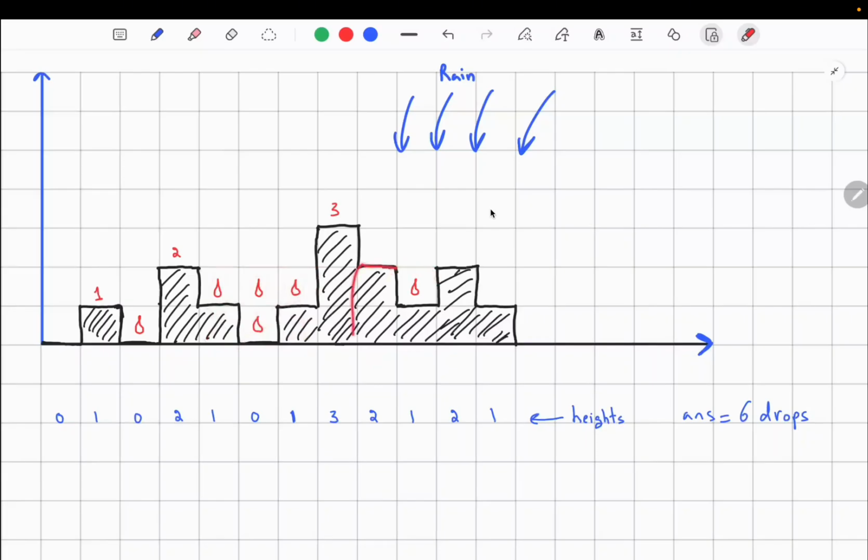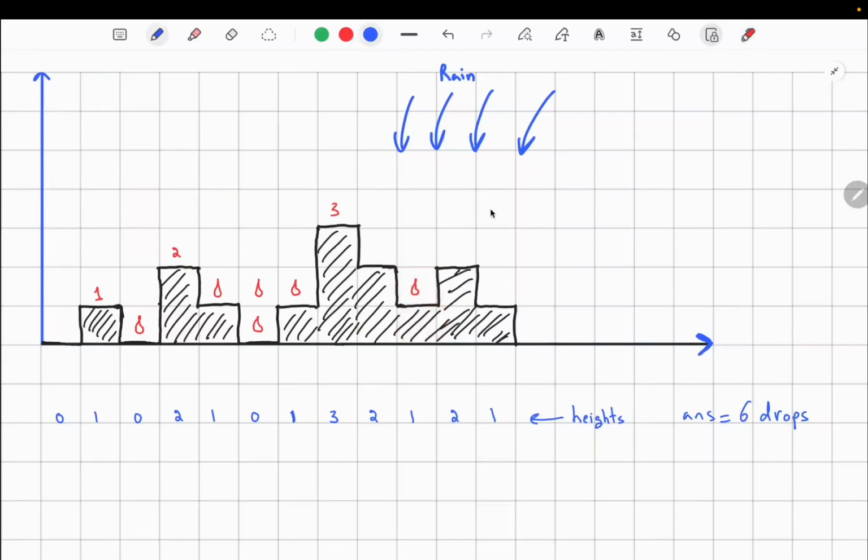Also between this bar and this bar, which have equal heights, we can draw a line between them and we can trap water under this line in all the free spaces. We cannot trap water right here because this is not a free space. So this gives us an idea of how we can solve this problem.